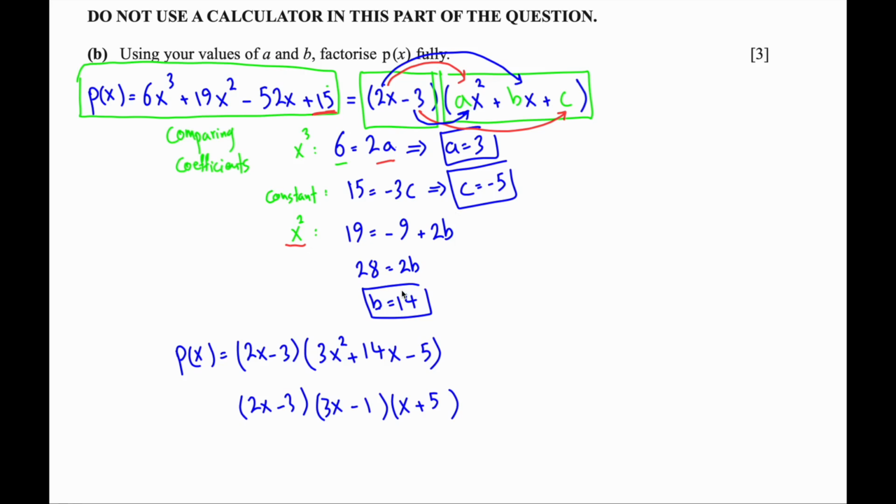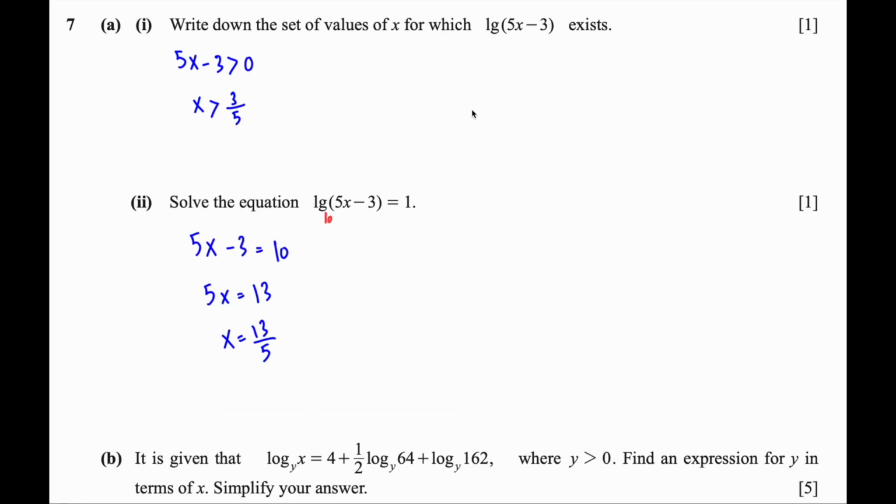So now that I have a, b, c, I'm going to replace those values, right? And then you see that the quadratic factor can be further factorized into two linear terms. You can use the box method to do that. I think it's very obvious that those linear terms are 3x minus 1 and x plus 5, and that's where we stop. Question number 7.